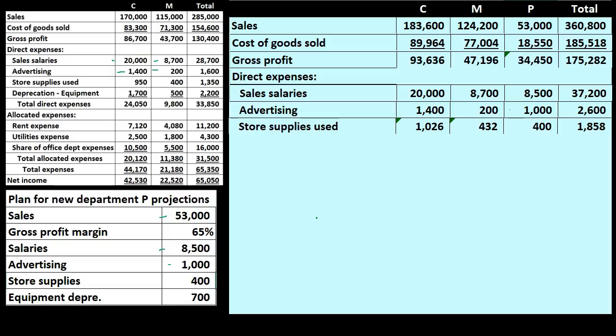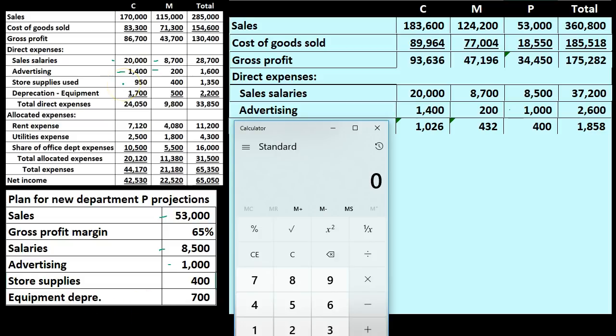And then we've got the store supplies used. For that, we're going to be taking the 950, and we say that it increased in the same proportion as sales. So we think it's going to increase in the same proportion, store supplies. That would be a reasonable estimate. So we're going to take the same thing that we did for the sales. There's the 950 times 1.08. So that's going to be the 1,026. We're going to take the 400 times 1.08. That gives us the 432.